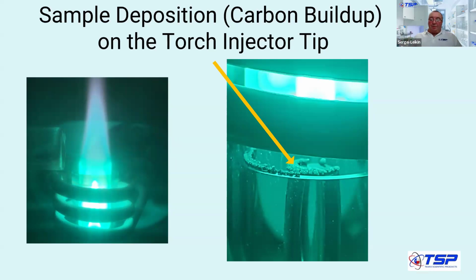In order to address that, it's a very simple solution. What you need to do is increase the auxiliary flow, which is called intermediate flow on some of the instruments, and that will lift the bottom of the plasma up, as shown by this arrow, and that will prevent the carbon buildup, so you can run consistently for hours and hours before you need any cleaning. So this is probably one of the most critical things in running organic applications.